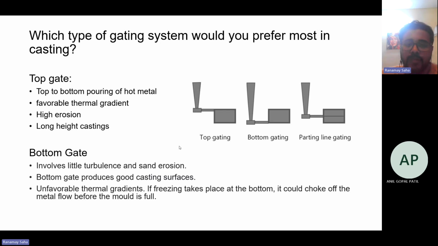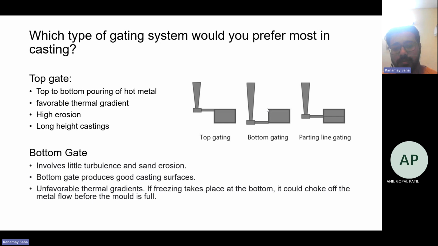Then bottom gating involves a little turbulence and sand erosion. Why? Because the rate is generally slow. Metal is poured bottom up, which is against gravity. The speed is low. But the problem is it takes up a lot of time, compared to the same gravity flow, which is relatively faster in top gating. Because of this low speed, the quality of the product, the surface finish, is good, and the products are almost defect free. So good quality casting surfaces are achieved in bottom gating.